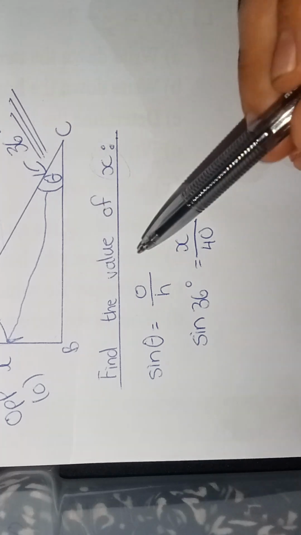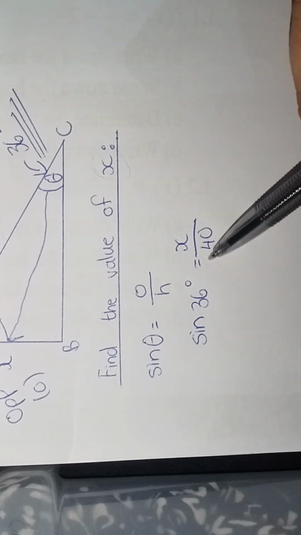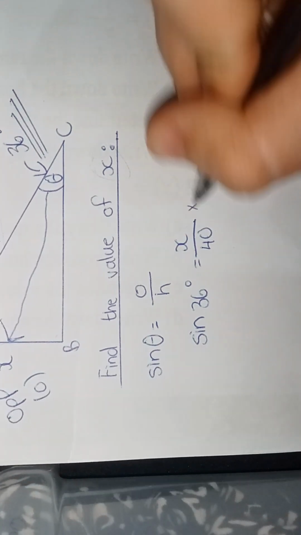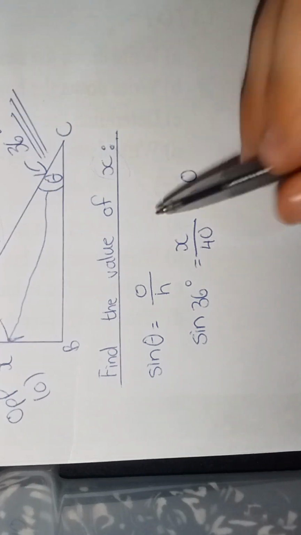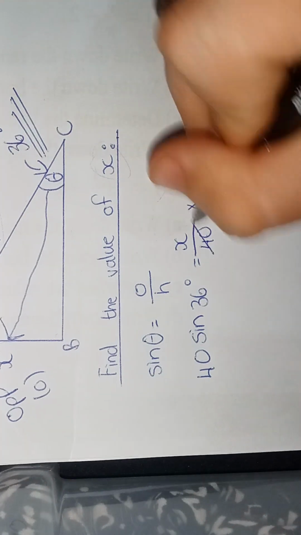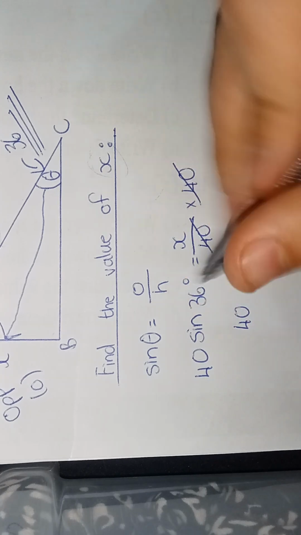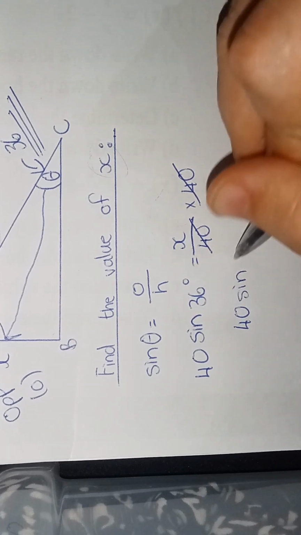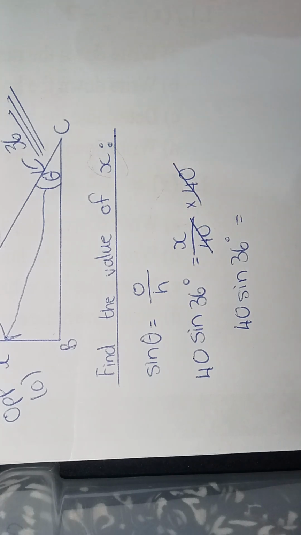So we want to get the value of x. We want x alone. We're dividing, so what are we going to do? We're going to multiply to get rid of that 40. And what you do on the one side, you have to do on the other side. So the 40s cancel each other out. So you're left with 40 sine 36 degrees equals x. You don't have to put the degrees in, but I always do.